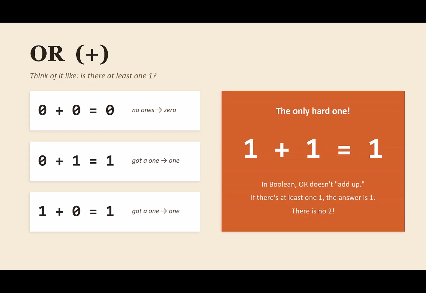The only tricky combination is 1 plus 1. 1 plus 1 is going to be equal to 1. Remember, 1 stands for true. So true, true is true. In Boolean, or doesn't mean we're adding. Go back to the idea that if there's at least one 1, the answer is 1. There is no number 2 in Boolean algebra.